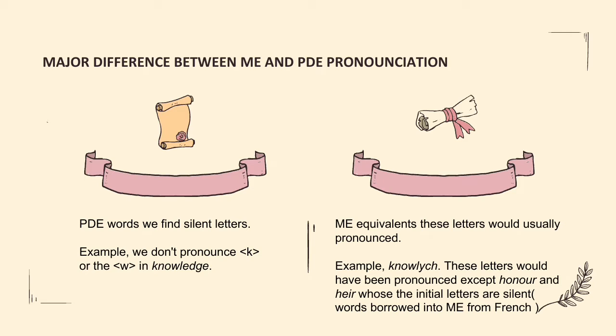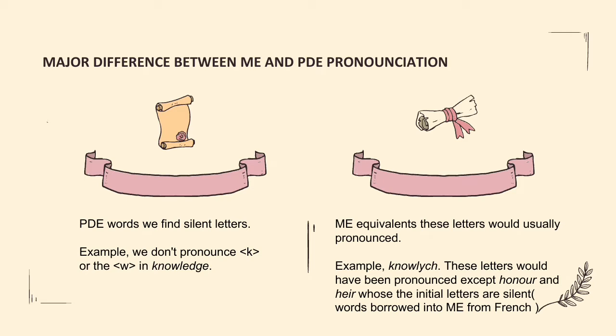I will start to explain the major differences between Middle English and present-day English pronunciation. In present-day English words, we find silent letters. For example, we don't pronounce the K or the W sound in knowledge. In Middle English equivalents, these letters would usually be pronounced, for example in knowledge. These letters would have been pronounced, except in honor and whose, where the initial letters are silent, because those words were borrowed into Middle English from French.